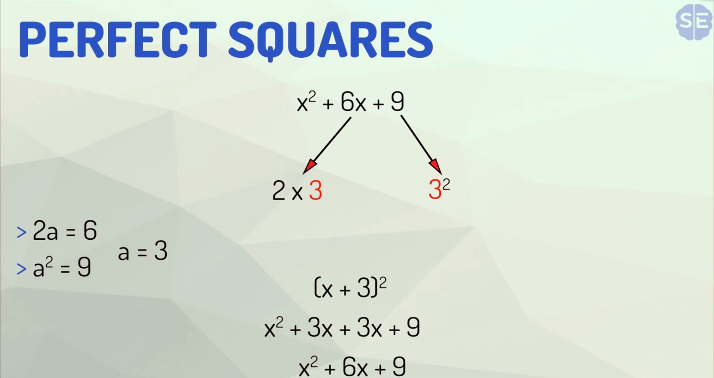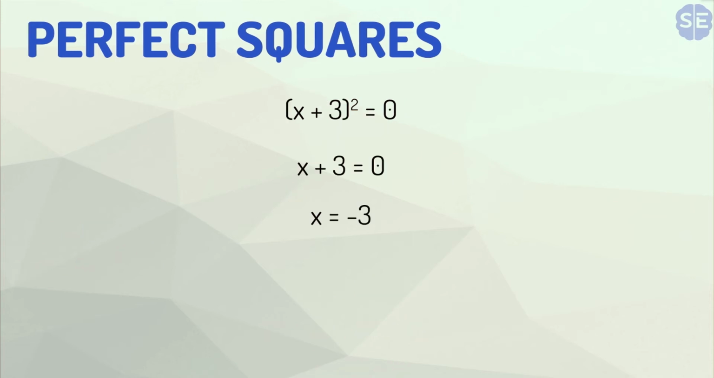This means the simplified form of x squared plus 6x plus 9 is (x plus 3) squared. This can be checked by expanding the perfect square form to backtrack and achieve x squared plus 6x plus 9. Once the quadratic equation has been simplified into this, solving for x becomes simple.